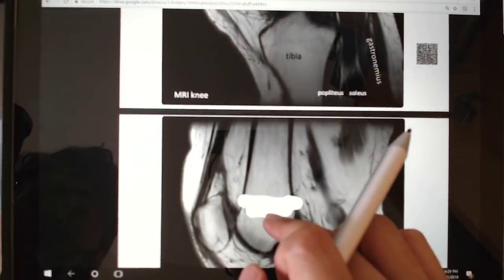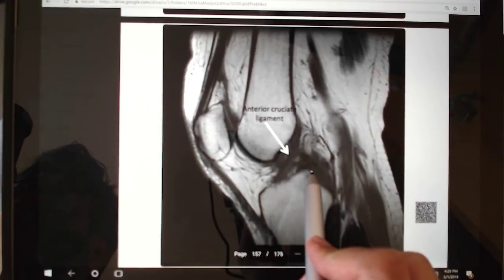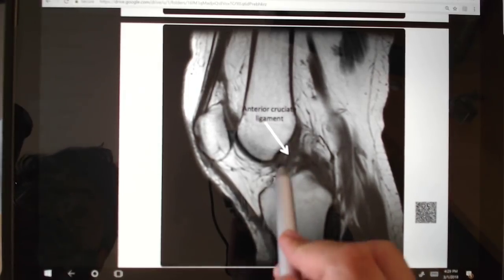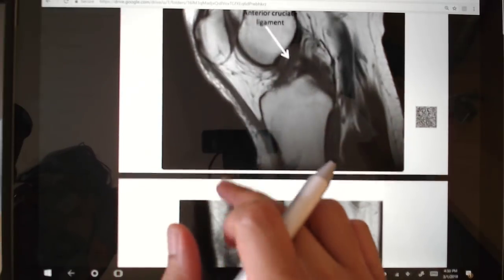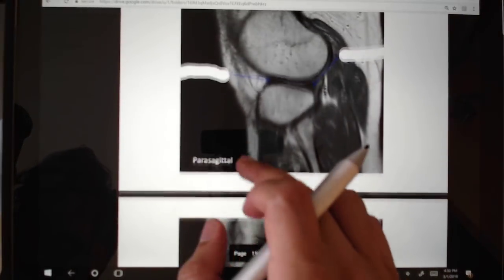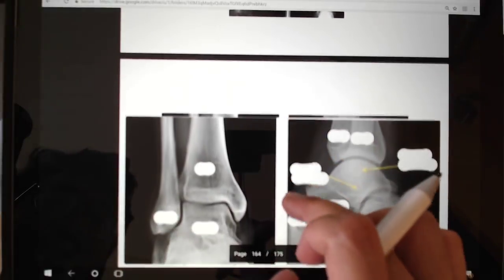That's your PCL. And if you have your anterior cruciate, it's going to be anterior to posterior, so it's going to be down here. Being able to read that kind of stuff is going to be helpful for you on the exam as well. And I think that's about it.